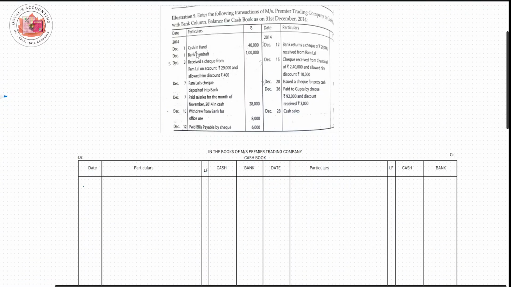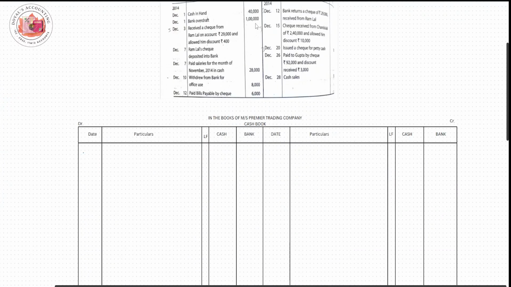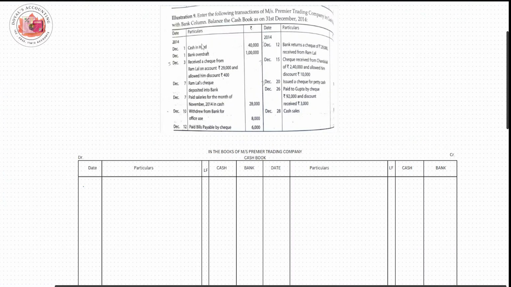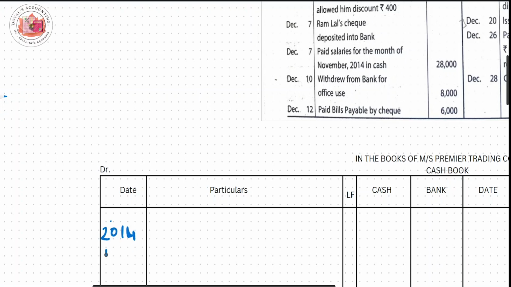I will write down the balances. The first two, you can see here: cash in hand 40,000 and bank overdraft 1 lakh. Bank overdraft means our bank account is having a credit opening balance. We will record the opening balance of the bank account on the credit side. So let's record the opening entry. 2014, 1st December, to balance brought down, 40,000.